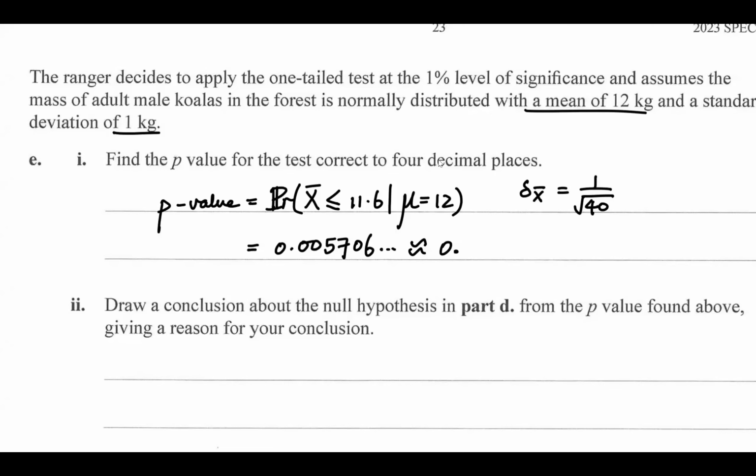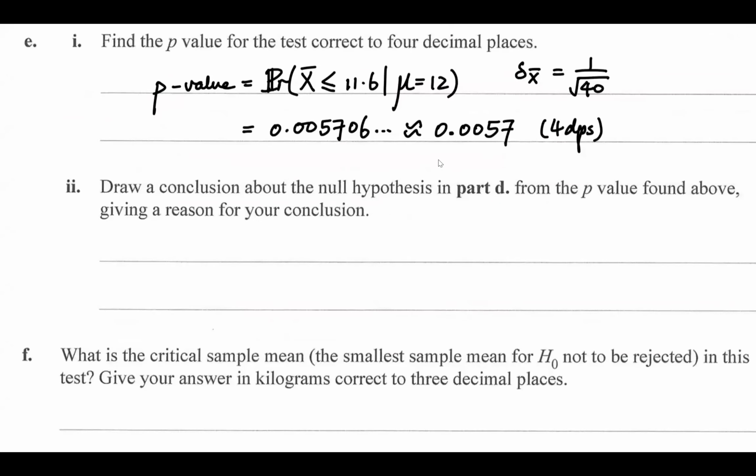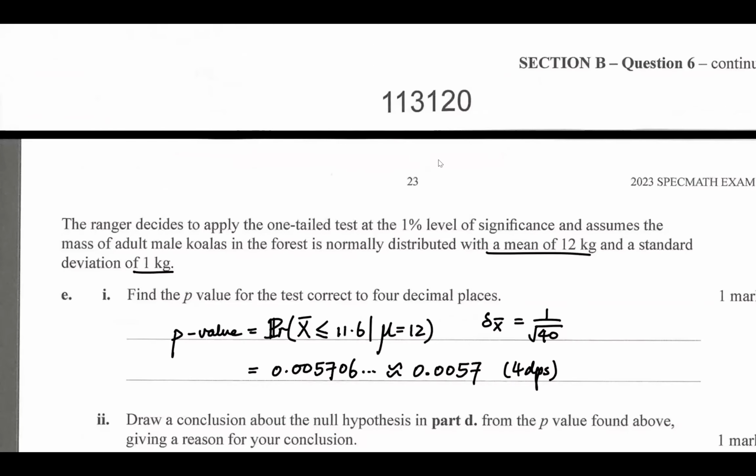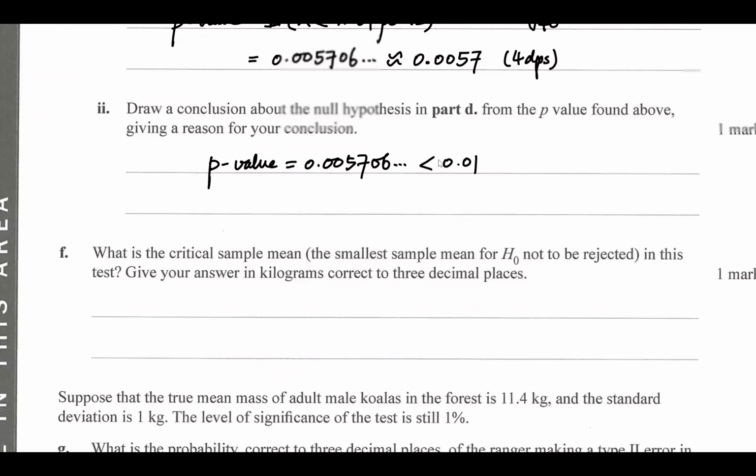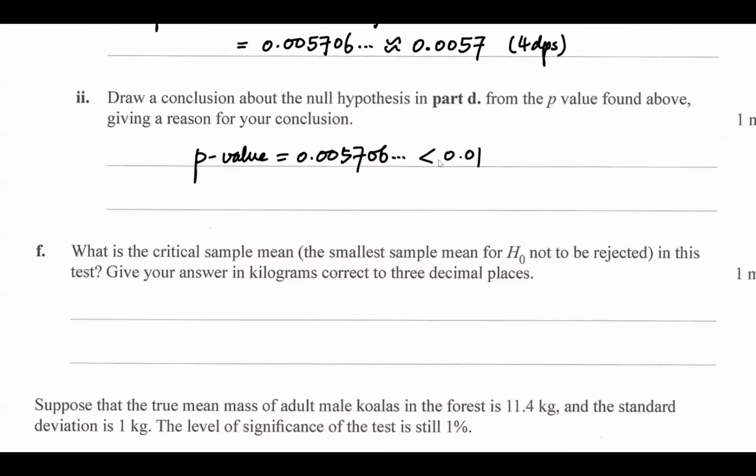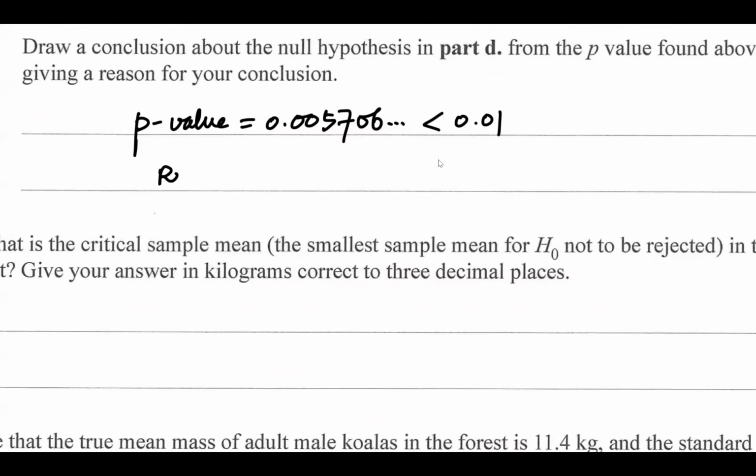Just need 4 decimal places, so 0.0574 decimal places. Next thing is draw a conclusion about a null hypothesis in part D from p-values. So because the p-value is 0.005706, etc., it's less than 0.01, okay? 1%, not 5%. We get so used to 5%, but just read the question very carefully. So reject H naught in favor of H1.